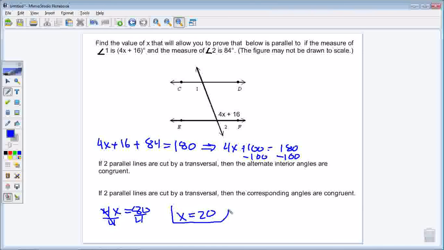So if x is 20 degrees, then these lines are parallel because angle 1 and this angle here are alternate interior angles, and they're congruent. And 4x + 16 and angle 2 are supplementary, which is what I based my assumptions off of. So if x is 20, then CD is parallel to EF.